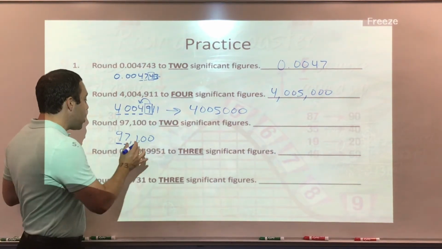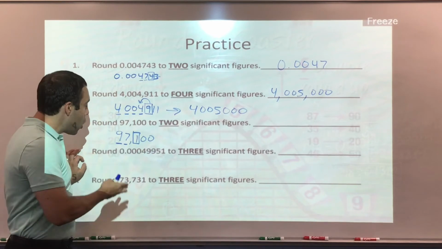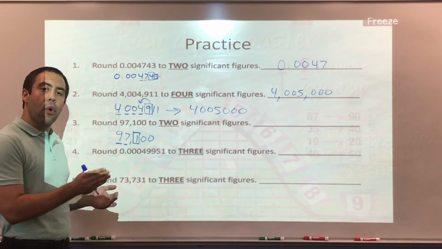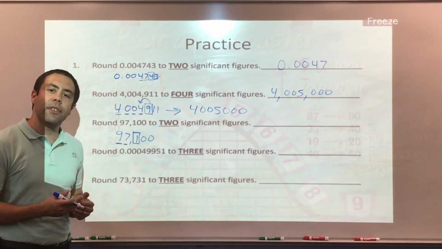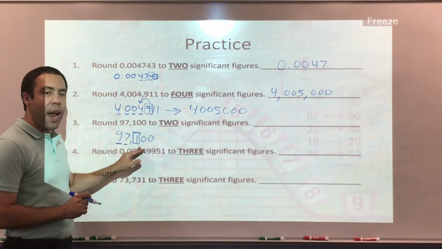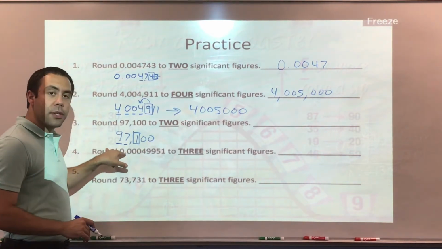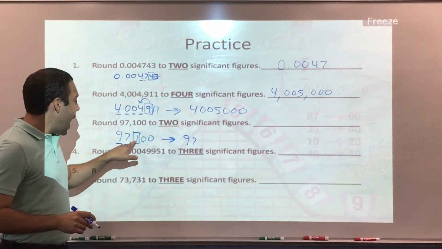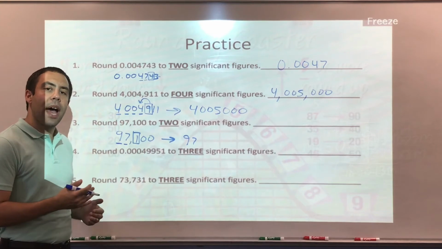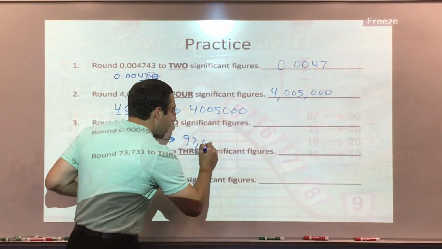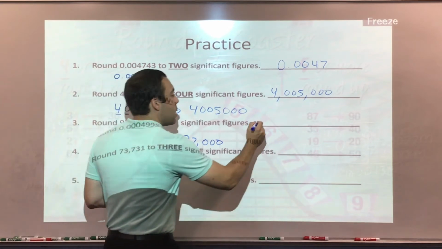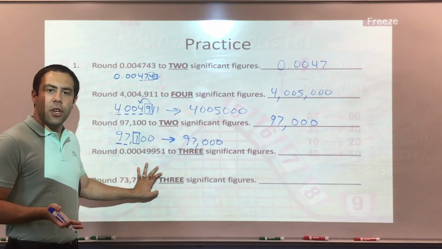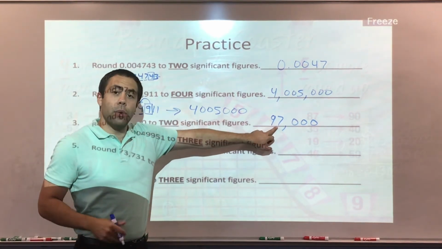Step 4, we go to the next number, put a box around it. We peek in the window, and we see, is it 5 and above or 4 and below? 1 is obviously less than 5, so we are going to round down, which means this number doesn't change. It stays as 97, and everything to the right of that drops down to a 0. So the answer is 97,000. If we look at our significant figure rules, it has 2 significant figures.